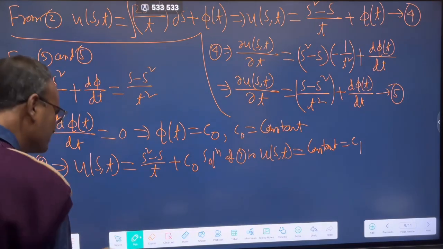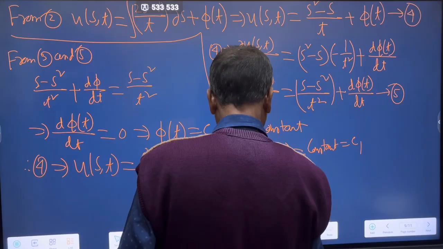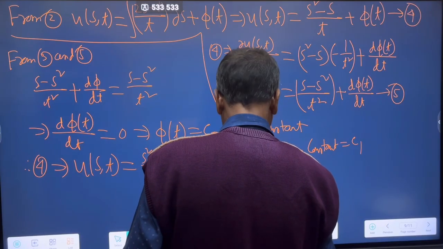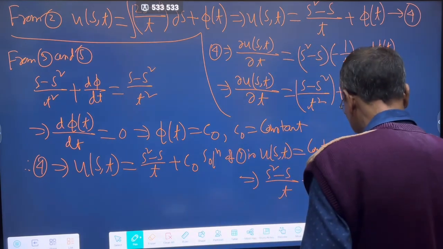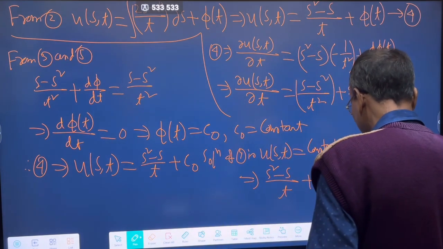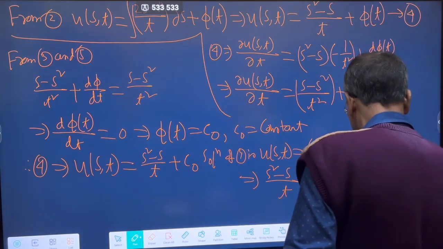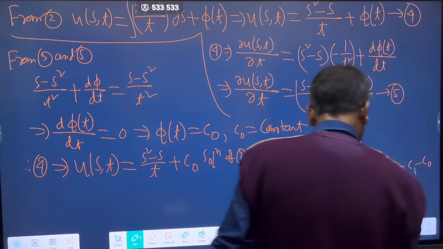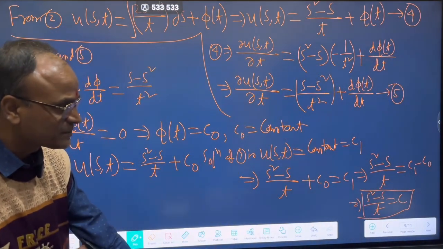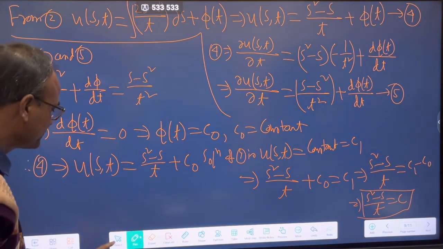What happens here? This means s square minus s divided by t plus c naught equal to c1. This means s square minus s by t equal to c1 minus c naught. This means s square minus s by t equal to c. This is the solution of the differential equation: s square minus s by t equal to c.